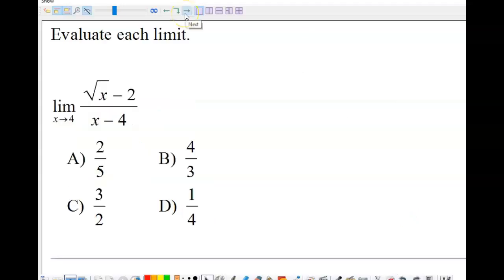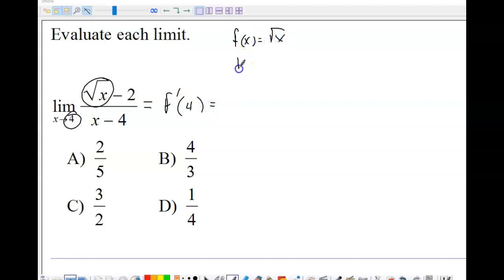Moving along, we have this one. For this one, we have another alternative form limit definition of a derivative. So there's my function, there's my c value. So this is going to be equal to f prime of 4. Since my f of x is the square root of x, then the derivative of f of x, as you guys hopefully know, would be this. And since we're plugging in 4 for the x, we get that, which is 1/4.